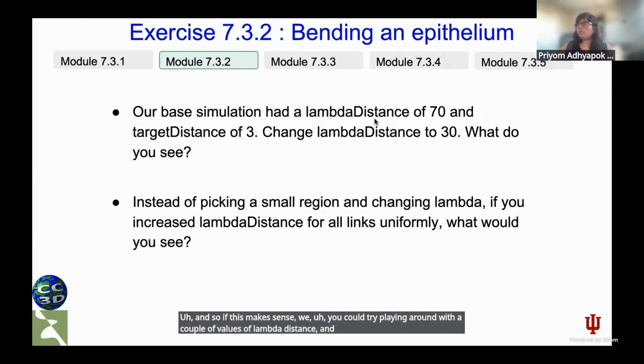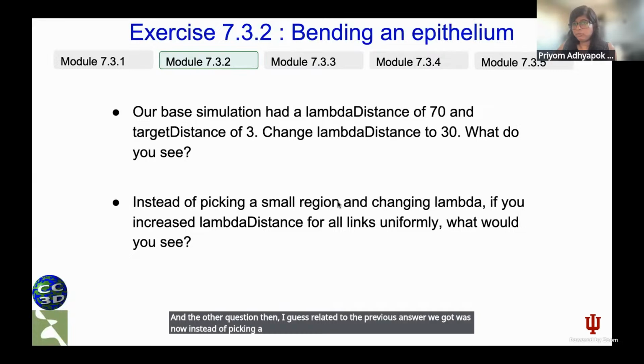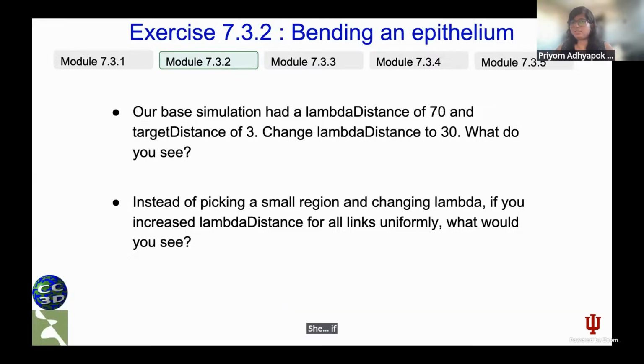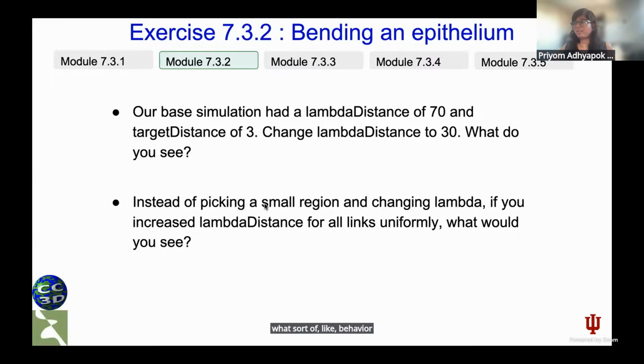Maybe you can tell me, if I wait here for another minute, what you'd expect. So instead of changing the lambda distance to 70, maybe you can change it to 30, and then share what output you get. And the other question, related to the previous answer we got, was now, if instead of picking a small region, you would have not picked those particular X values and tried to change the focal point plasticity plugin uniformly across the tissue, what behavior would you expect?